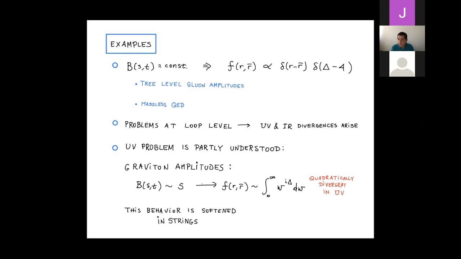This behavior is often in string theory, so we need a UV completion in that case to make sense of these celestial amplitudes. And what you get is that this exponential that appears only in strings gives rise to a well-defined Mellin integral at the end of the day. So the UV problem is more or less understood.